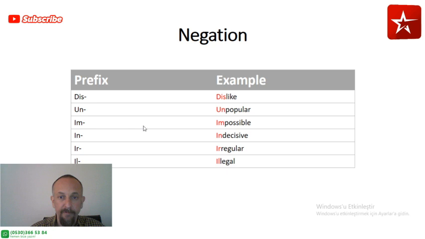If you remember from last week's lesson, we use im with words that begin with M, P, or B. We use ir with words that begin with R, such as regular. And with ill, we use it with words which begin with L. All of the other sounds, we begin with in. So D is not P, B, M, it's not an R, and it's not an L. It's a different sound. So we say indecisive.